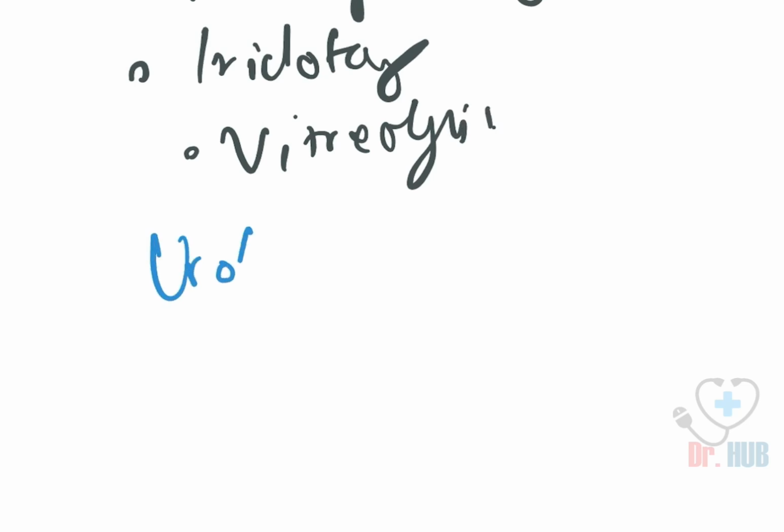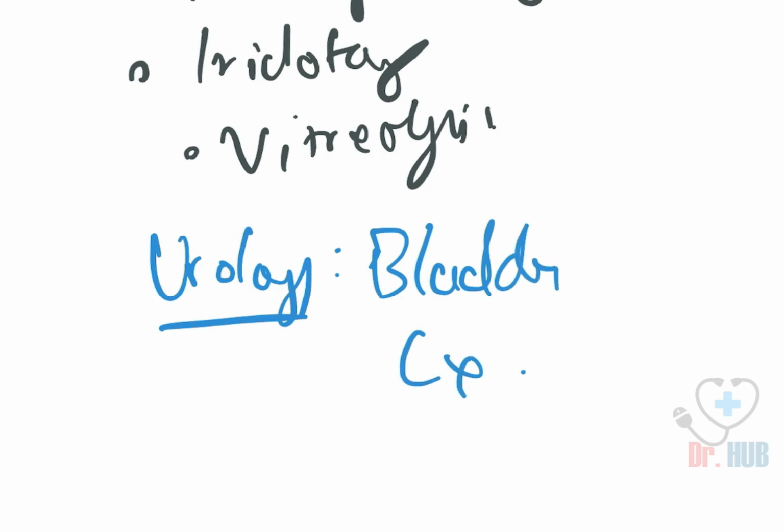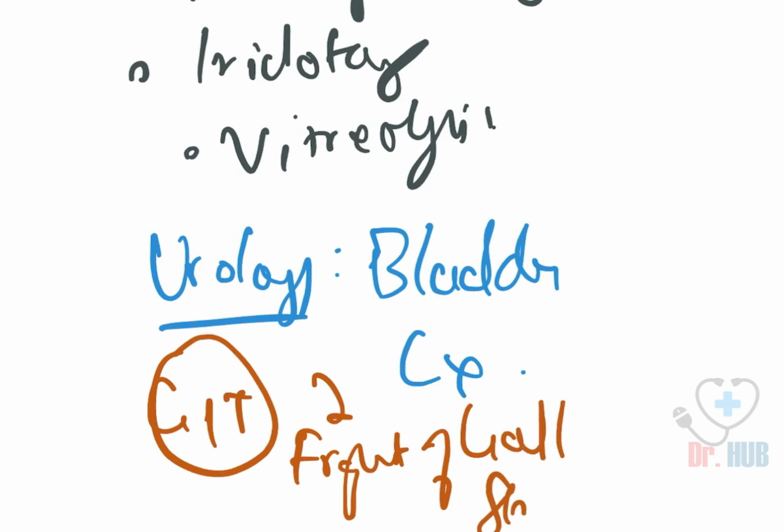And NDAG can be used in urology as well. So where? It is in case of the bladder cancer. Next what we see is the GIT. GIT is used in case of the fragmentation of the gallstones.